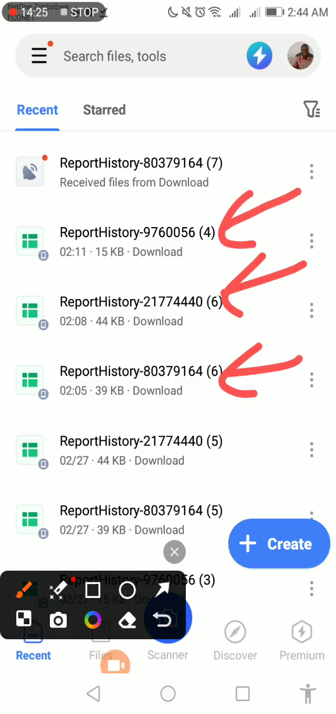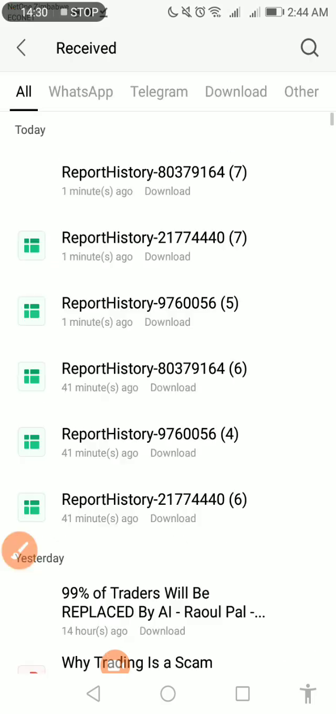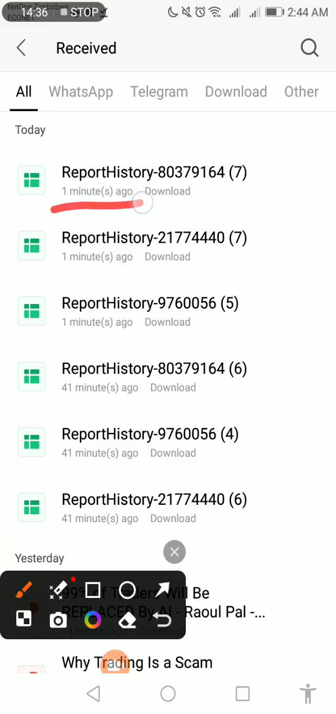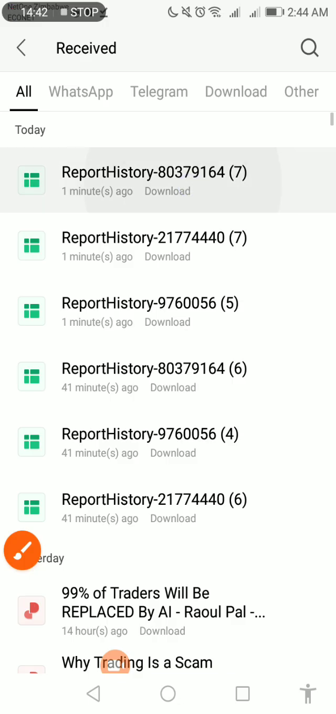Then the STP account, I rarely download them because I'm not opening trades there yet. I'll use the account next year when I have a bigger balance, which can trade on low leverage. So these are the new versions from 1 minute ago, now the 7th copies of the statements.